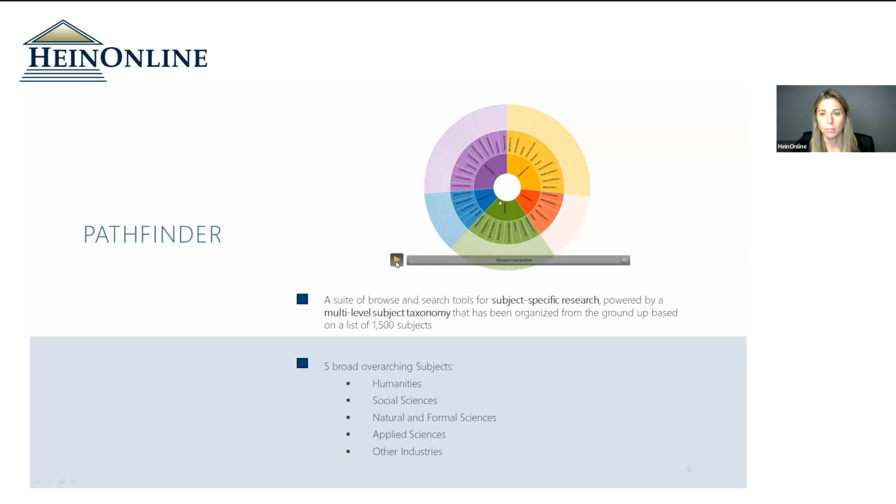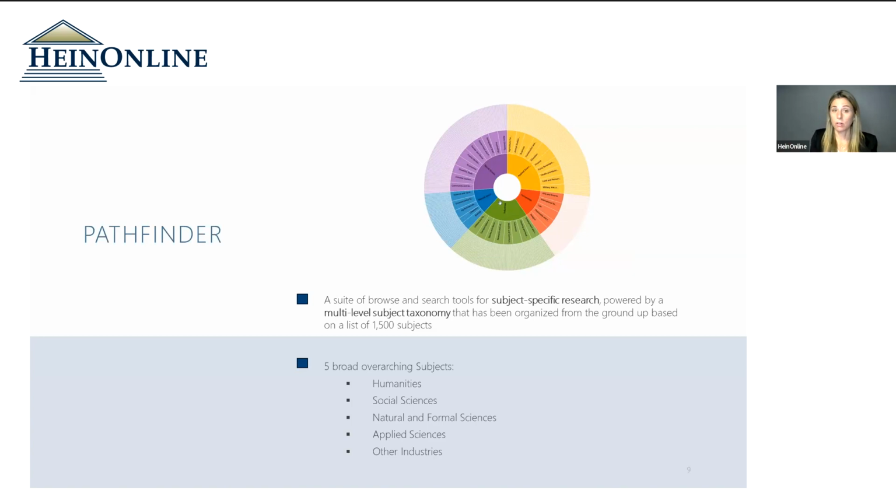Let's see if I can get this to play. Doesn't want to do that, but so Pathfinder. So we used a combination of human curation and artificial intelligence to subject code every single article in the journal database. So that's where we come up with these 1,500 different subjects that I mentioned earlier. So it just makes researching on a specific topic just so easy to do.